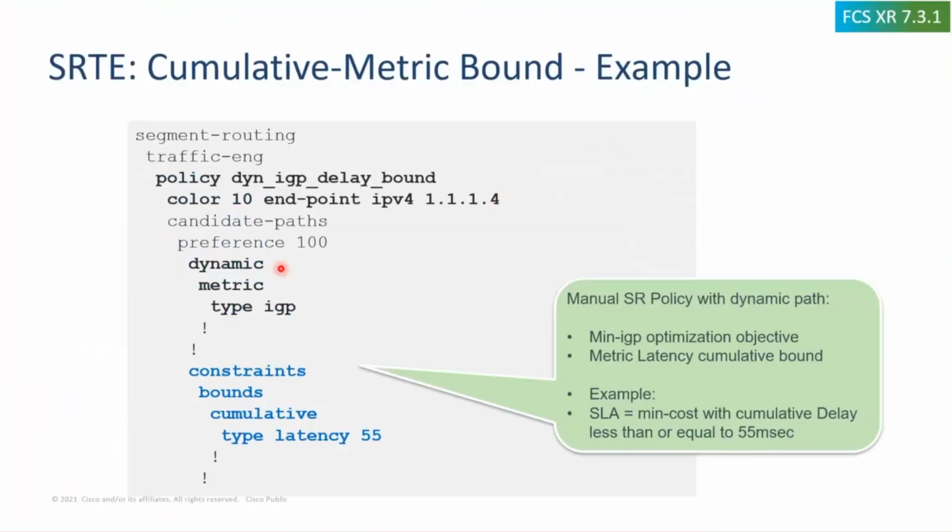A more complete configuration example: in this case we have a manual policy where we specify a dynamic path. It's going to be computed by the head end, and that dynamic path will have two key aspects. One, it will try to optimize for the IGP metric, so the IGP becomes what we call the optimization objective. And on the other hand, this path will also have a constraint for cumulative bounds of type latency. So with this example, we're trying to provide an SLA for traffic that will be put into this policy. It's going to minimize the cost with a cumulative delay that will be less than or equal to 55 milliseconds.